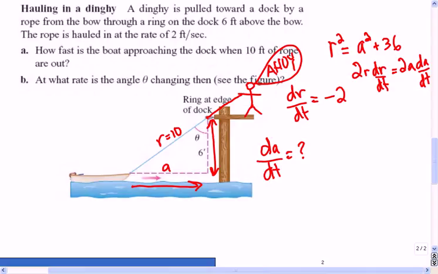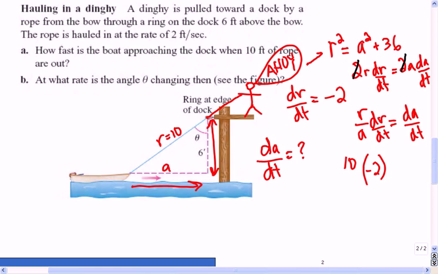Okay, so this is the derivative we end up with. We're going to solve it for dA dt. So the 2's will divide out, and r over a dr dt is dA dt. So I can fill these values in. It says that there's 10 feet of rope, and dr dt is negative 2. And we can use Pythagoras up here, this relationship, to figure out the value of a.